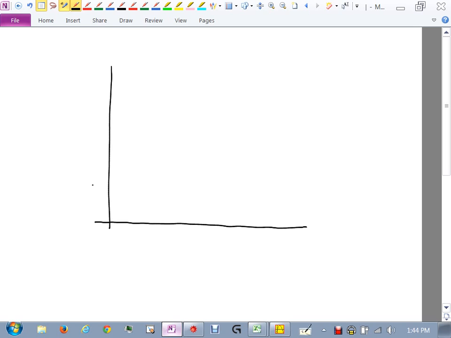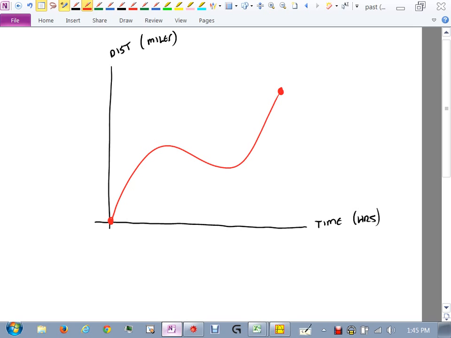So if we have distance on one axis and time on another axis, wrong way, time here, and let's go in hours, and distance here, and we go in miles. Then if I have a curve here, let's just start at the origin to make it easy. Then the slope of the tangent line, gosh, that's terrible, but you get the idea. The slope of the tangent line is our instantaneous rate of change at that point.